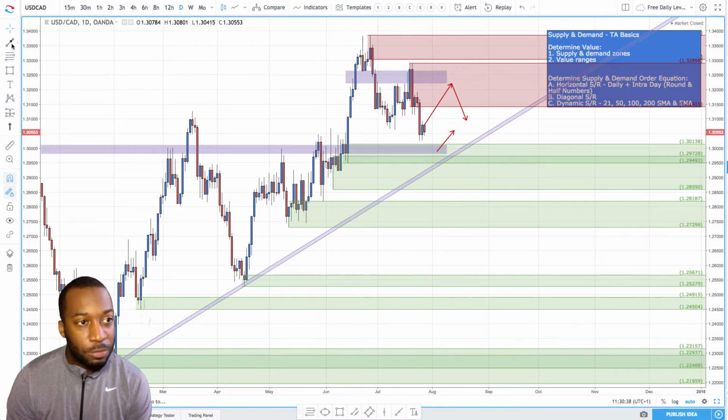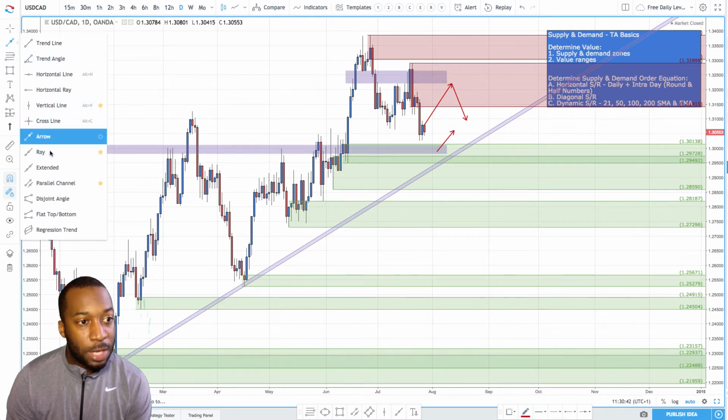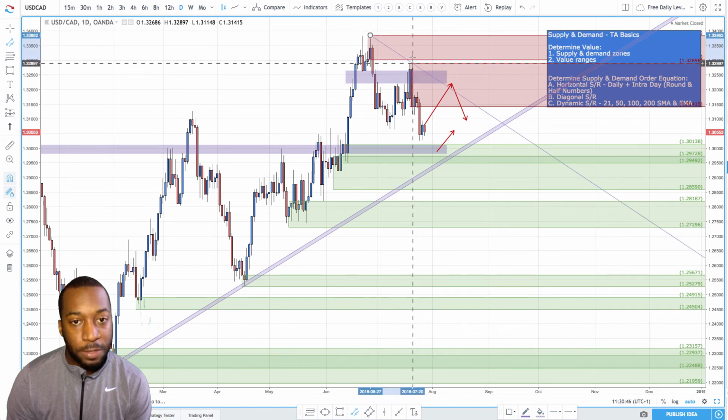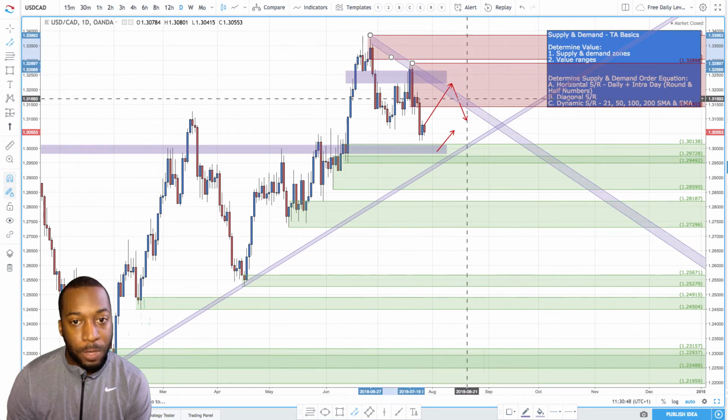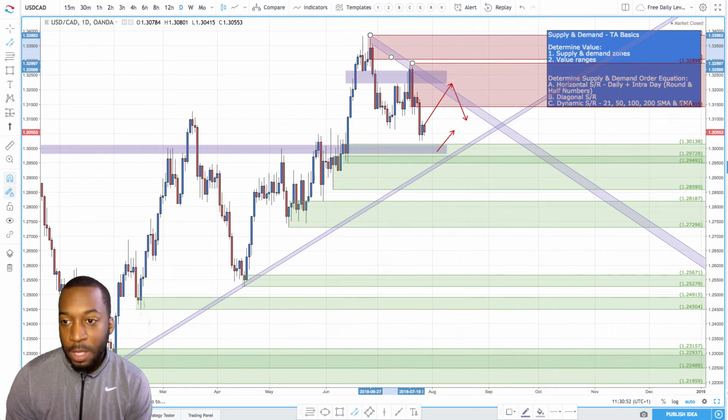So again, if you're looking for some diagonal support and resistance, you'd be doing something like that, and then looking for areas if it does line up.